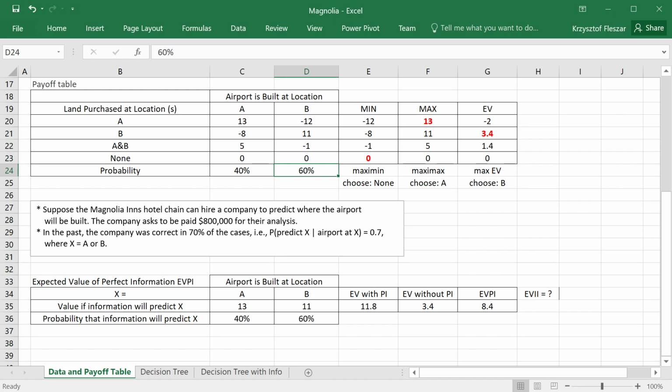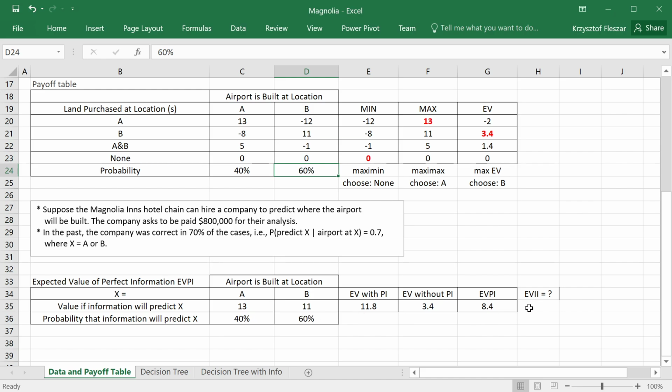Now, we don't know what the information will tell us, but suppose it will tell us location A will be chosen for the airport. Then we have to think about, according to our information about the quality of this consulting company information, what will be the new adjusted probability? How will this 40% change up or down, or this 60% change, if the information predicts something?